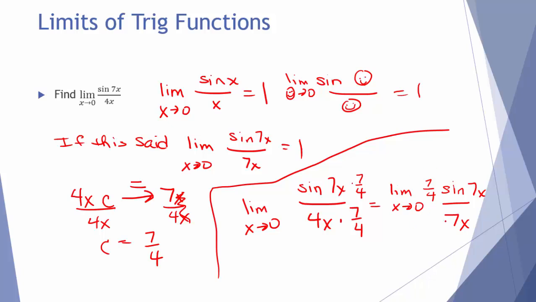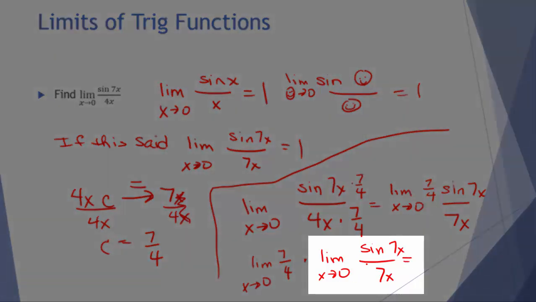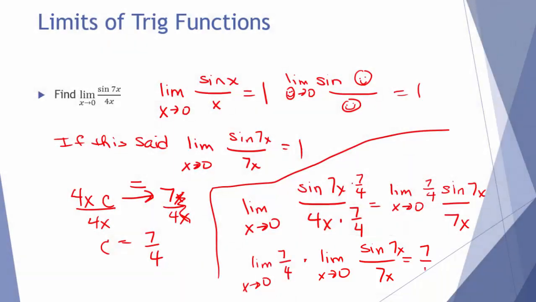Well, by properties of limits, this is just the limit as x approaches 0 of 7/4 times the limit as x approaches 0 of the sine of 7x divided by 7x. And we just said we know what this limit is. This limit is 1. And the limit of a constant is the constant. So in other words, this limit is equal to 7/4. And that's our notes on the derivatives and some limits of trigonometric functions.